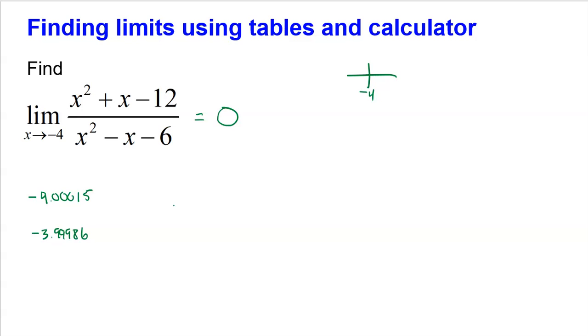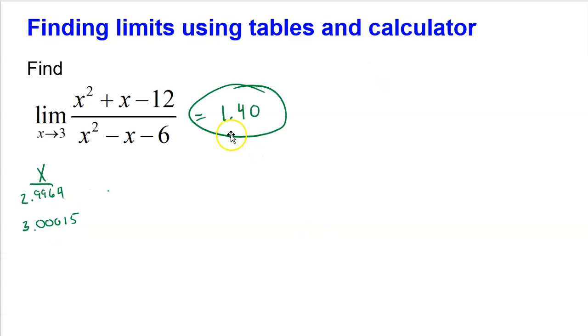So what we just witnessed on this last problem was that we saw the same problem and we saw several different things happen. First, we saw an answer, right? We were getting really, really close to this value of 1.4. So we checked the left side, we checked the right side of 3, and we saw a common number shooting up on both sides, and that number is really close to 1.4.